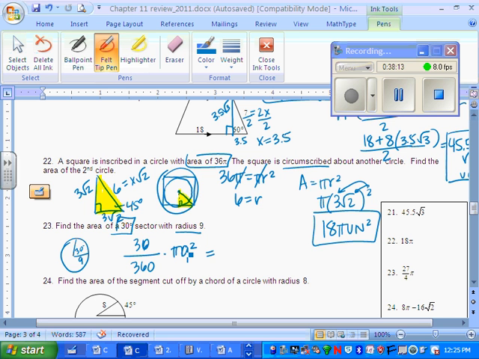This is going to be 81 over 12, or 1/12 times 81 pi, which is 27 pi over 4. You can also have a decimal answer. That would be fine on the test as well.